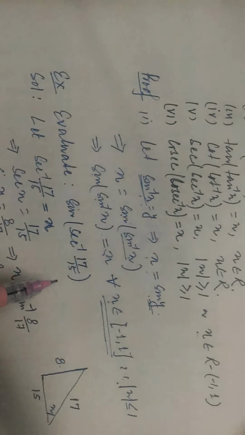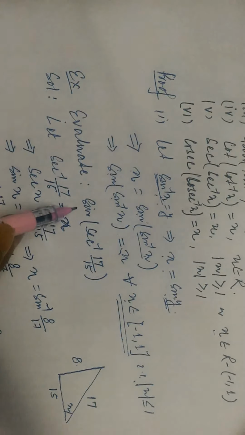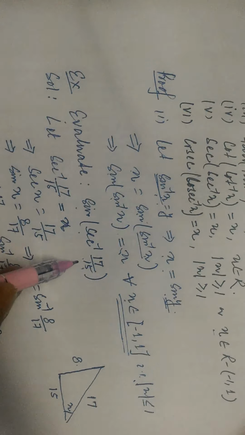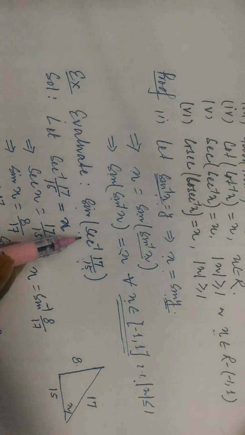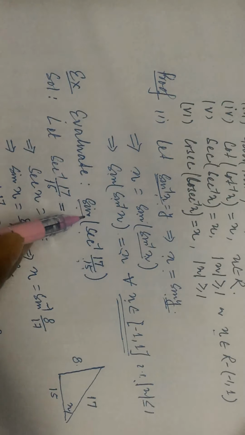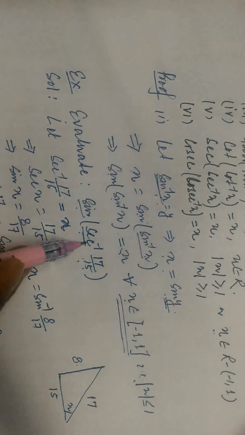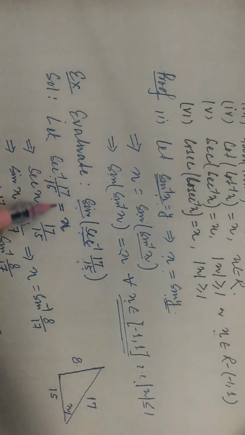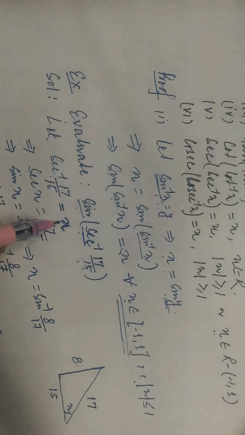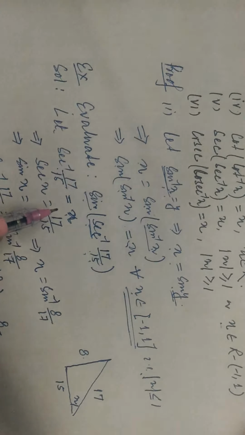Now we'll see an example. Evaluate sine of sec inverse 17 by 15. For this kind of problem, if sine is outside and it is not sine inverse, we need to convert this in terms of sine inverse. For converting this, we'll write this as x. Now take the triangle. It's a very simple way of getting it converted.